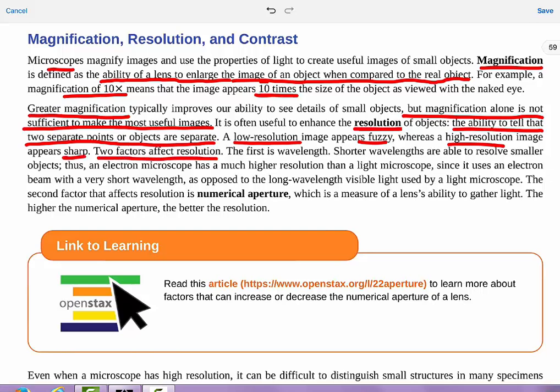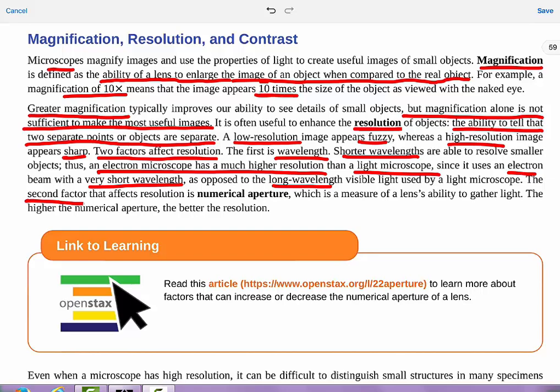And two factors affect resolution. The first is wavelength. Shorter wavelengths are able to resolve smaller objects. So an electron microscope has a much higher resolution than a light microscope because it uses an electron beam with a very short wavelength, as opposed to the long wavelength visible light used by a light microscope.